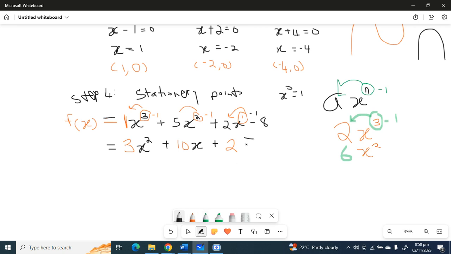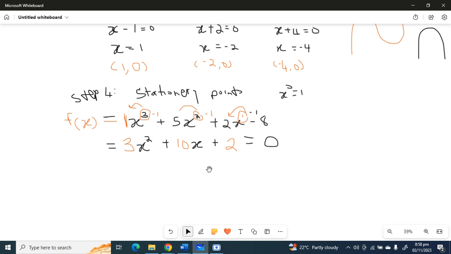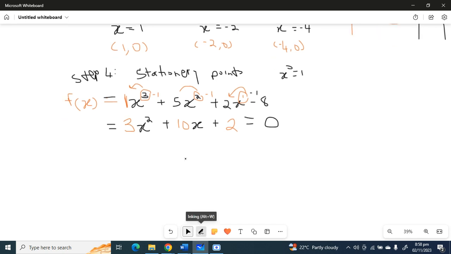So we equate this to 0. This equation doesn't look like it can be factorized, so we can use the quadratic formula so that we can get our roots. Before we use the quadratic formula, we list down our a, which is the coefficient of x squared. It's 3. b, the coefficient of x, is 10. c, the constant, is just 2.